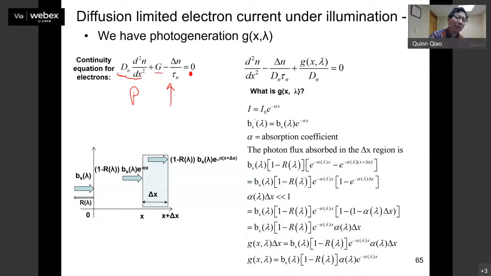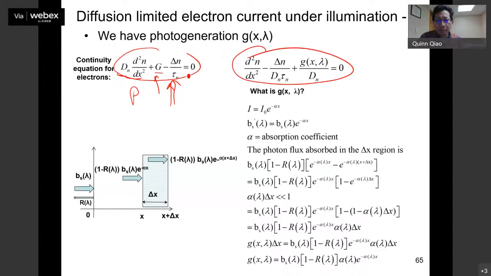So these are general equations. Diffusion: how many carriers diffuse into the region, how many are generated in this region, how many recombine in this region. So the diffusion plus generation are positive, and the recombination is the loss mechanism, so it is negative. That's why it's not like this.